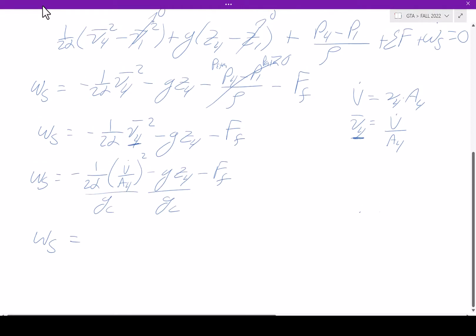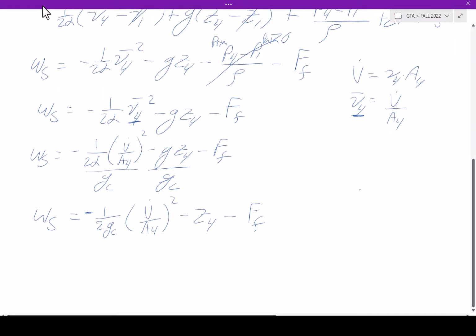So what we have is 1 over 2 gc, I'm going to bring this g back under, times the volume flow rate over the area, squared, minus z4. These g's are actually the same value, so you can just get rid of them. And it's going to be just z4 minus this frictional term, this work of friction. Now I forgot my negative here.